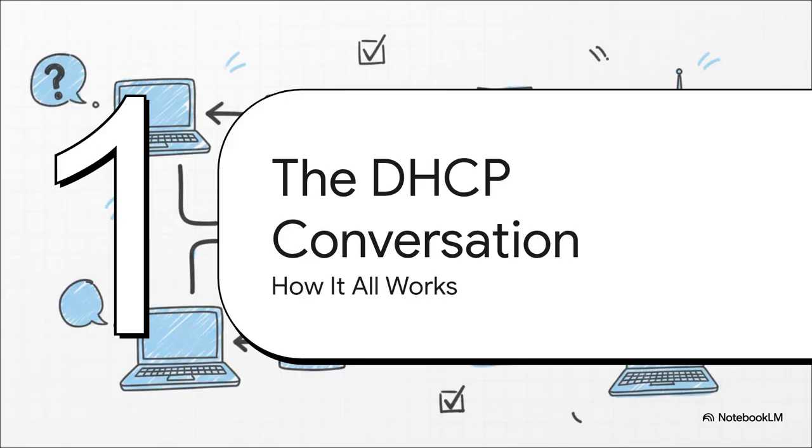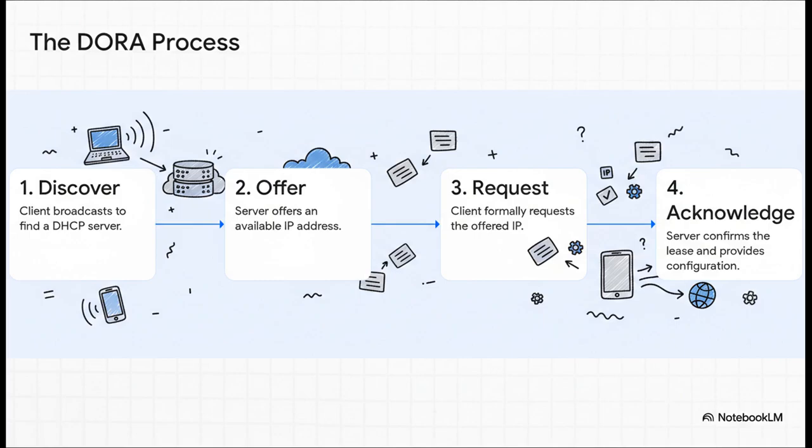So, how does this automation actually work its magic? Well, it's basically a very structured four-step conversation between your device, the client, and a DHCP server. It's a process we know by the acronym DORA. And this DORA process, that's discover, offer, request, and acknowledge, is the fundamental handshake that gets your device onto the network. Trust me, you're going to want to remember that one. So let's see how this little chat plays out.